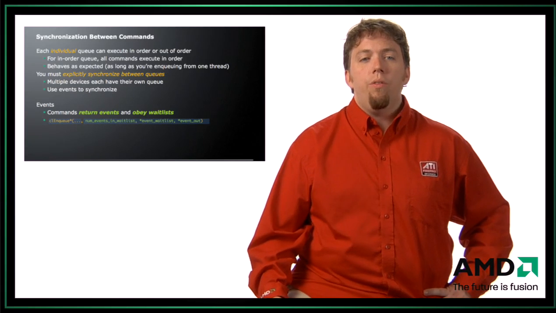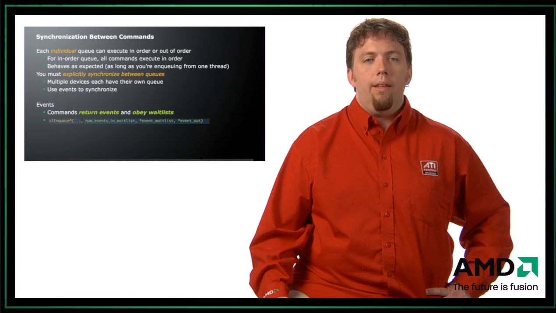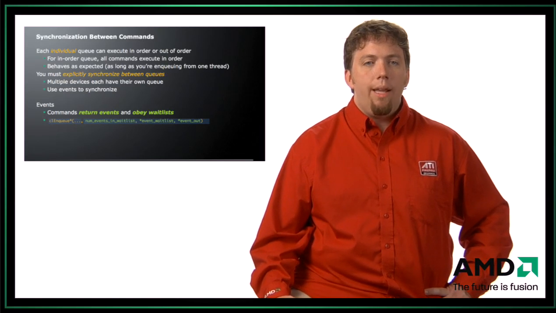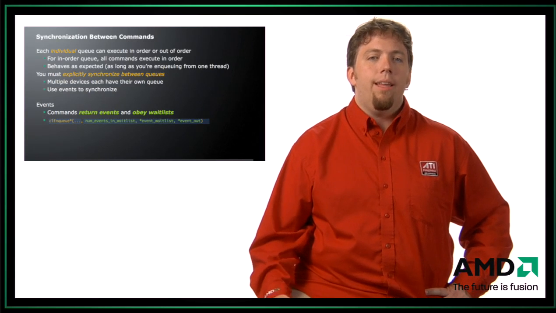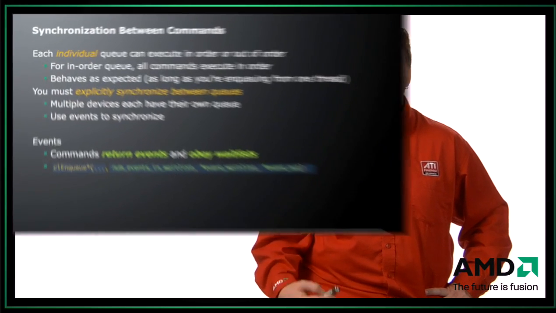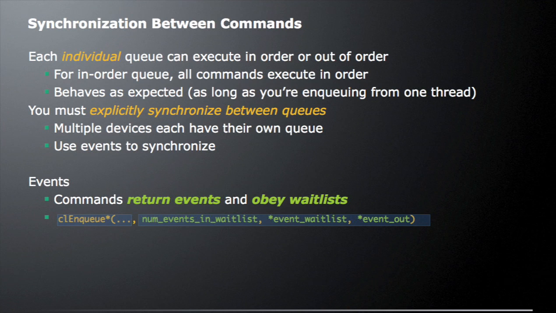The way we do this is we use events. There are commands that return events and obey a waitlist. For every command, you can give it a waitlist to say, wait on these events, and they also return an event that tells you, this is the event ID that I use. So any of the enqueue commands will take in 3 different arguments. The first of the arguments is the number of things to wait on, and then a list of those events to actually wait on.